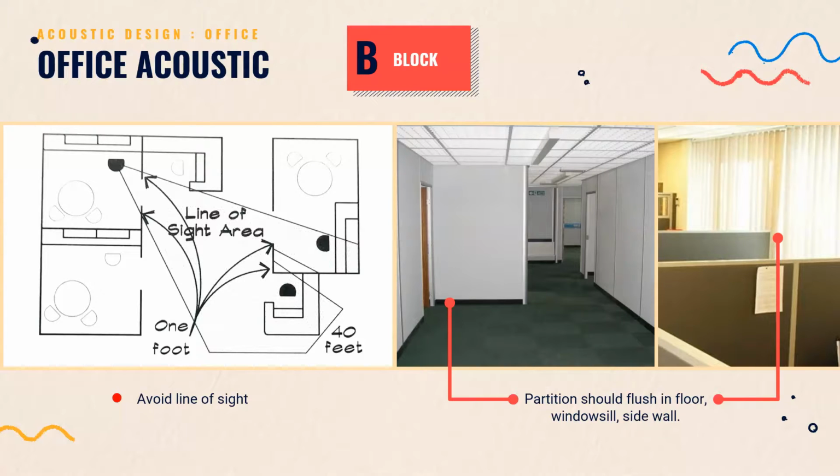Now, line of sight areas need to be avoided. Add barrier to reduce it. This is line of sight. It means basically if you can see, you can hear, right? Last one, partitions should be flush into the floor. So make sure there's no gap below here and no gap between the partitions and window sill. So we have to minimize any opening.